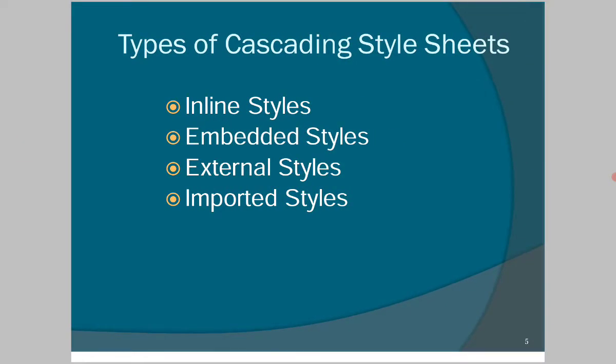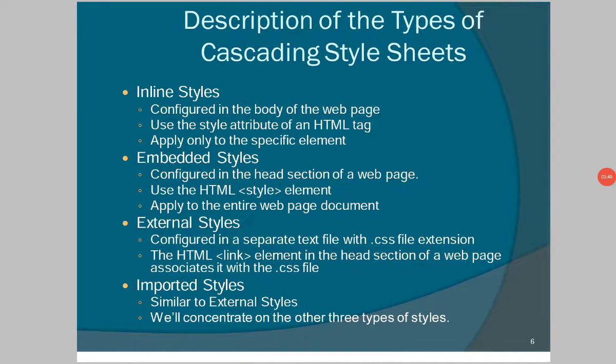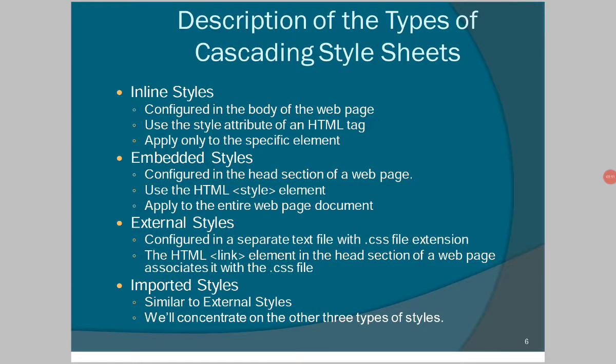So, what are the different types of cascading style sheets? First, inline style sheets. Second one is embedded style sheets. Third one is external styles. Fourth one is imported styles. So, now the description of the types of cascading styles.